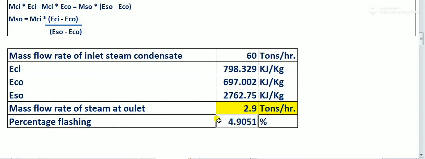Now we know how to calculate the steam generation in the flash drum and the percentage flashing in the steam flash drum.